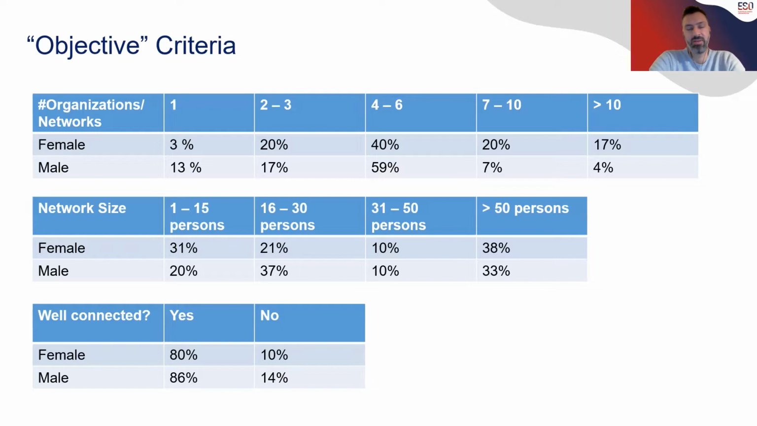Regarding the network size, it's an equal frequency for both male and female participants. And also in the question of whether they are well connected, it's not a big difference between the genders. So again, I find that first table really interesting.